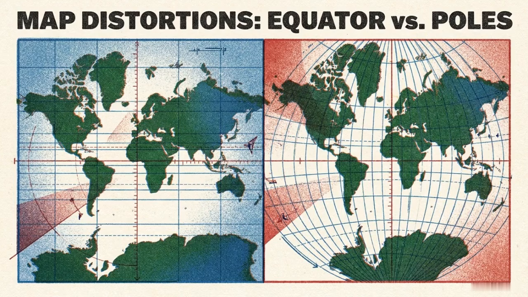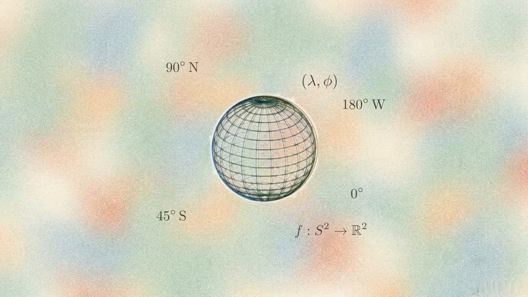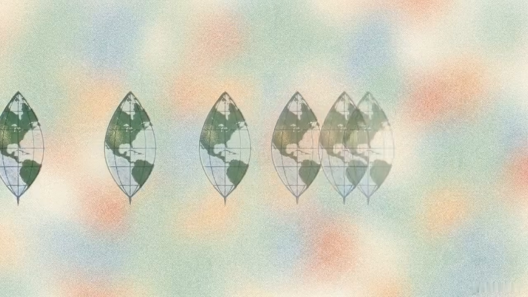Since mathematical accuracy is impossible, the mapmaker must choose exactly where to place those distortions. These choices, whether made for navigation, aesthetics, or national pride, embed specific priorities into the very foundation of the image. The first layer of cartographic manipulation is projection, the mathematical formula used to flatten the globe.